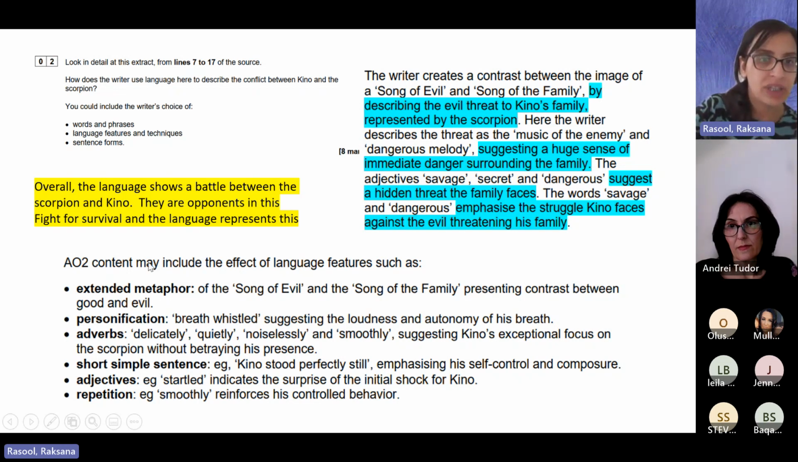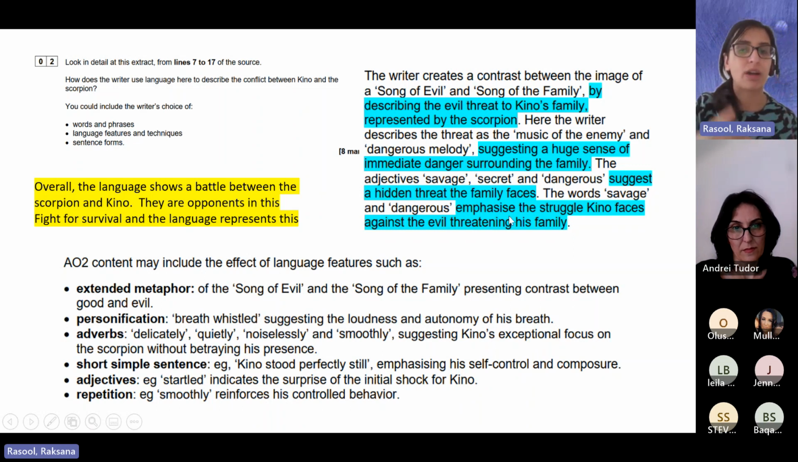So these are some of the language content you could have used, and this is an example of how to explain the quote. You could have talked about the extended metaphor. In Kino's head, you can hear the song of evil, and then there's a song of family, and that represents the contrast between good and evil: the evil of the scorpion, and family, which is the good, the innocence of his child.